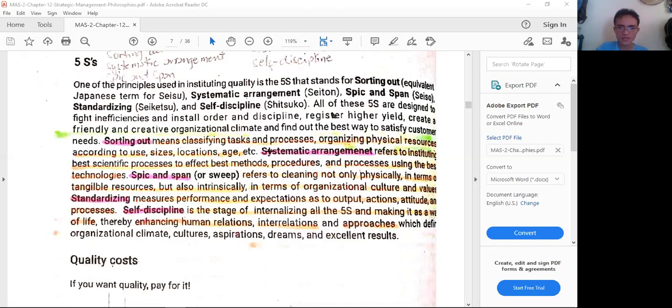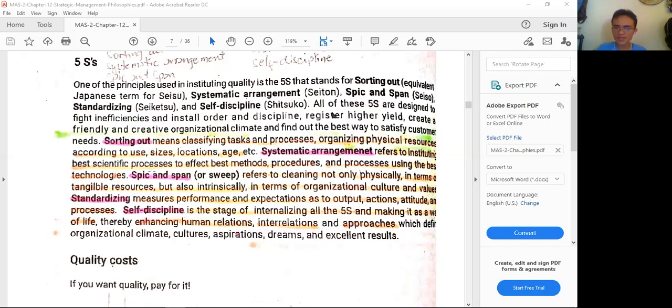Sorting out, then systematically arrange, sweep, then standardize, and self-discipline. Or sorting out, systematic arrangement, sweep or spick and span, standardizing, and self-discipline. So these are the five S's that we are thinking and talking about in management subjects. So I guess these are terms that even us can really understand also. Sorting is to group them into meaningful patterns or groups. Or let's say we are going to place them into groups also.